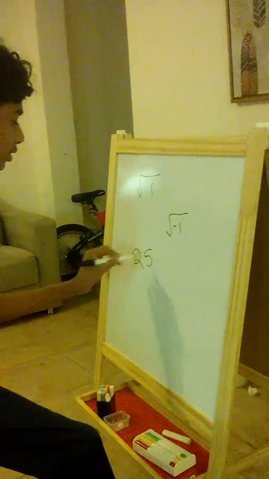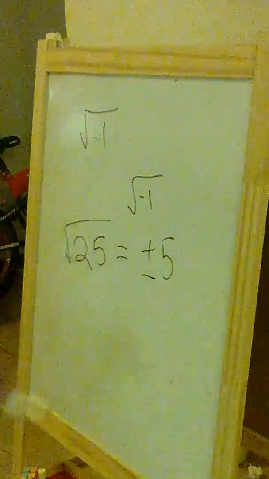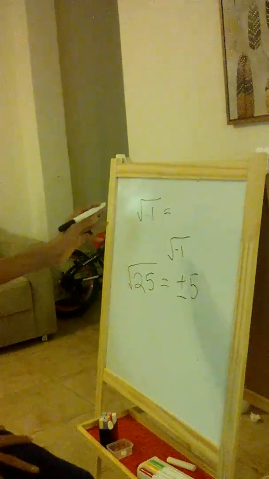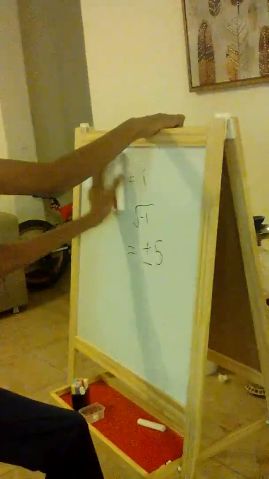If you take the square root of 25, the answer could be plus or minus 5, because minus 5 times minus 5 is 25. But we can't multiply two identical numbers and get a negative number. So rather than saying the square root of negative 1, we just say i. It comes from mechanical physics.